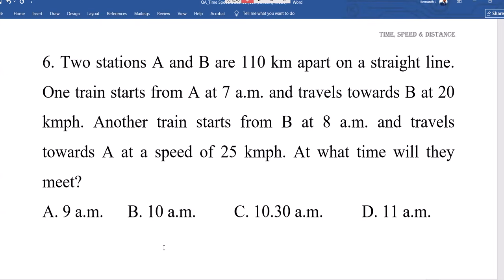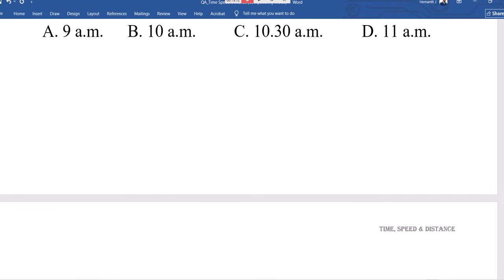When now two different timings are given in the question, we have to think about late time. 7 a.m., 8 a.m. Which is late time? 8 a.m. At 8 a.m., what is the situation you should analyze? So you have to work at 8 a.m. When two different timings are not given, you consider both trains started at same time. You cannot apply the formula directly, sir. I know time is distance by speed. Here distance is, you said how much distance, sir?